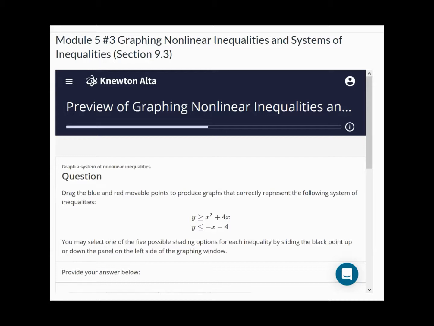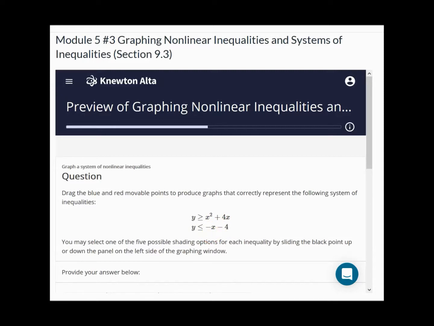There are a couple things going on here. First of all, the first inequality, this top one, y is greater than or equal to x squared plus 4x. We know that's a parabola, because it's quadratic. It's an x squared. Whereas the second inequality, y is less than or equal to negative x minus 4, is a straight line. The reason I picked this problem, and I had to go through several to find one like this, is because one of these is a straight line and the top one is a parabola. I want you to see how to graph those properly.